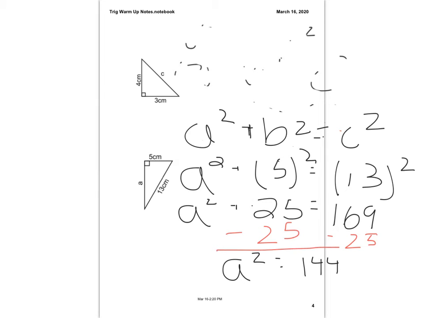So 5 squared is 25. 13 squared is 169. This time we're going to subtract 25 from each side. A squared will equal 144. Same as the first example, we'll find the square root. So A is equal to 12 centimeters. So that is the Pythagorean examples and review.